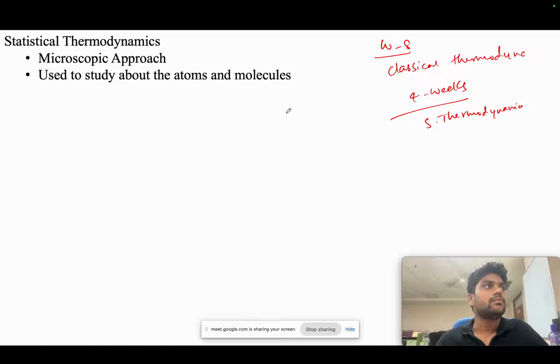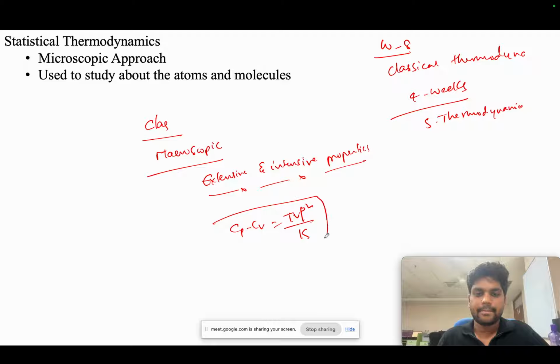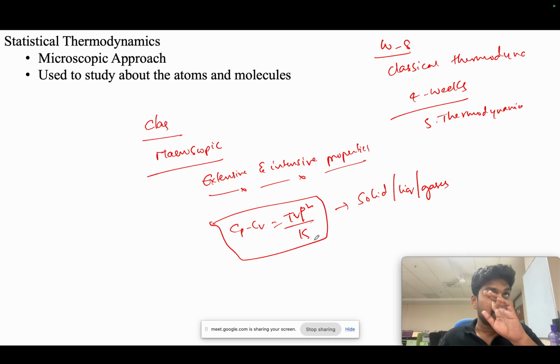If you remember, we have done the classical thermodynamics for the macroscopic approach, and we have studied the extensive and intensive properties. In the classical thermodynamics, we consider matter as a whole. Say we have the formula Cp minus Cv equal to TV beta square by K. This formula is valid for any solids, liquids or gases. The formulas which we derived through the classical thermodynamics all talk about the bulk.